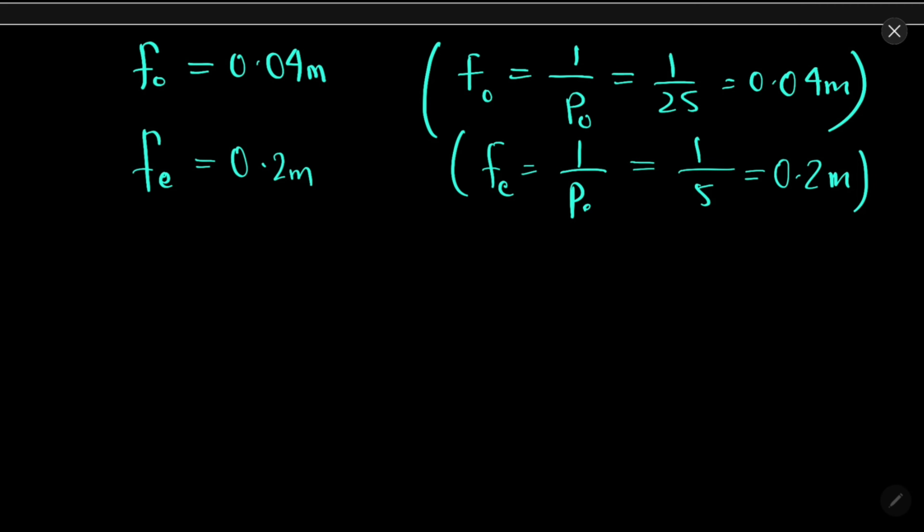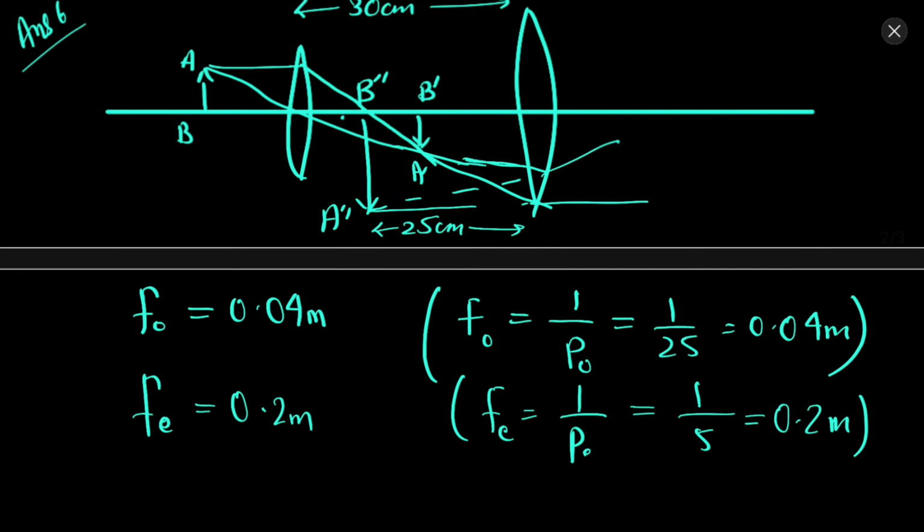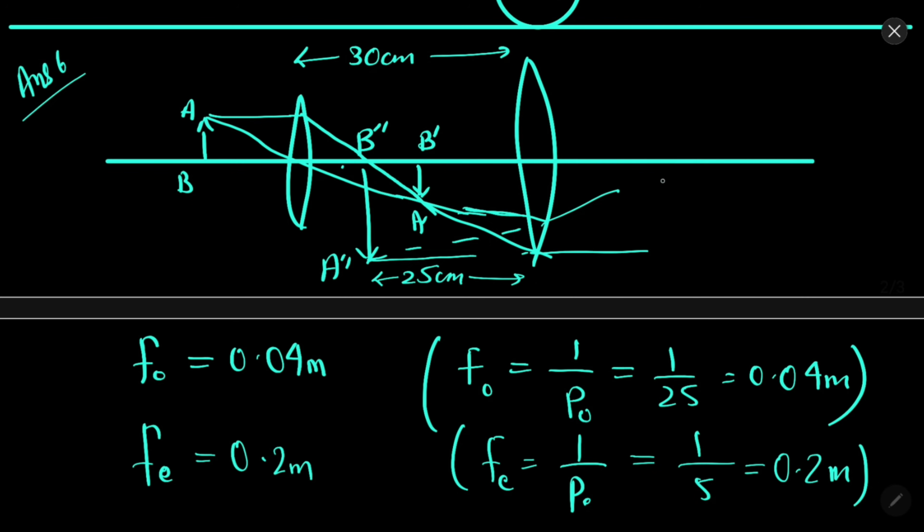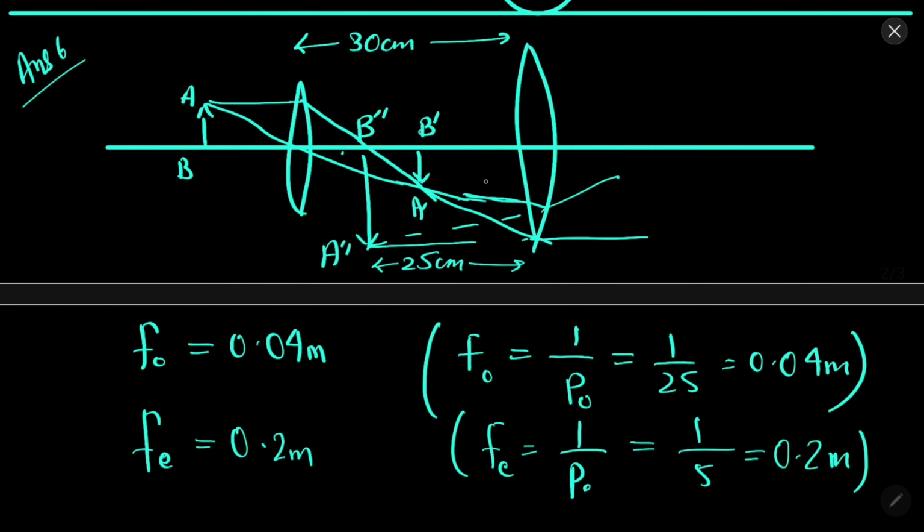Now let's do it for the situation that we have. So d equal to 25 centimeter, and the separation between objective and the eyepiece is 30 centimeter. Now let's try to find the magnification. So this is our final lens. This is our final image, this is the object. So the distance of the image is 25 centimeter.